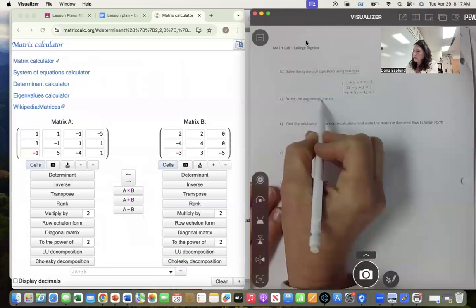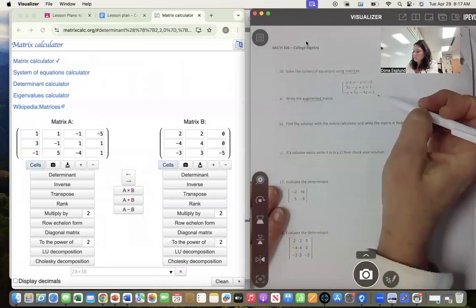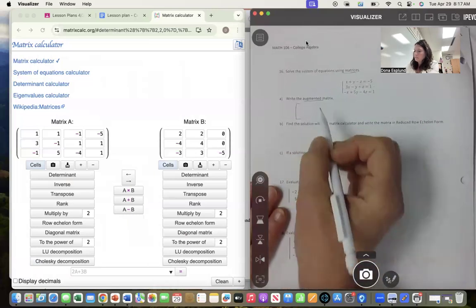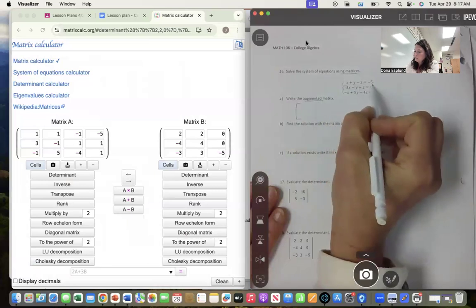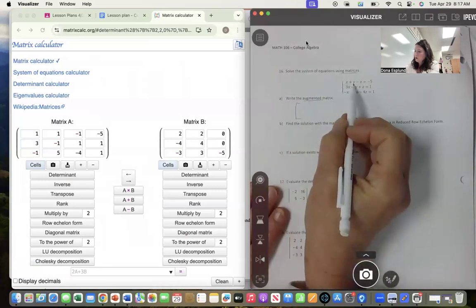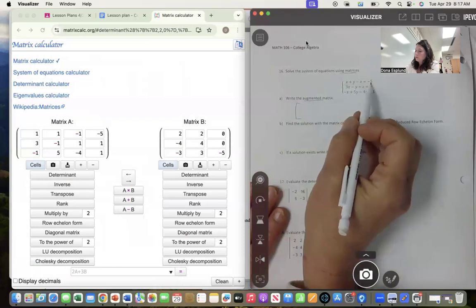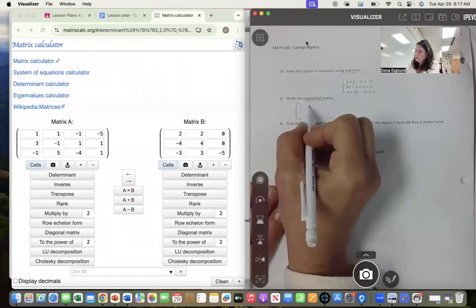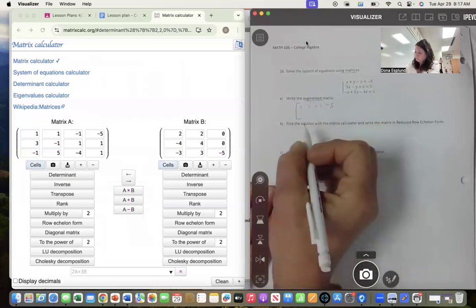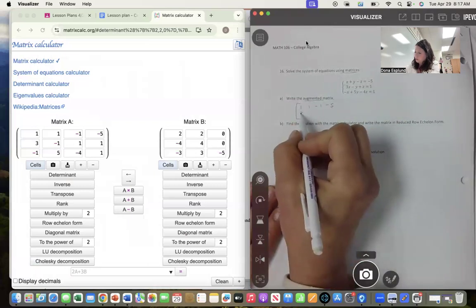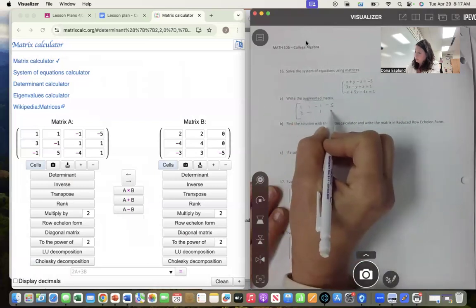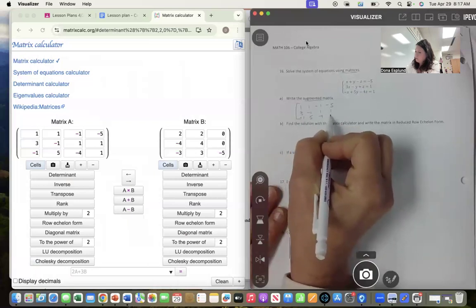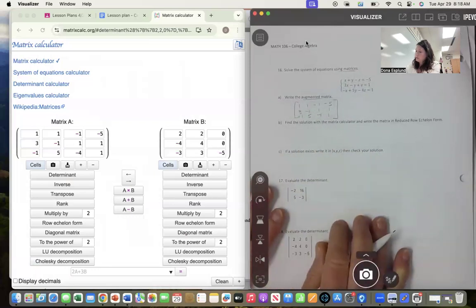So we start off with the augmented matrix. If I'm given a system of three equations and three unknowns, then my augmented matrix is those leading coefficients. My very first one is one x, one y, and minus one z equals -5. Now remember, the equals always has to be at the end. So I'm going to go 1, 1, -1, and -5. My next one will be 3, -1, 1, and 1. And then my last one will be -1, 5, -4, and 1. And that'll be my augmented matrix.